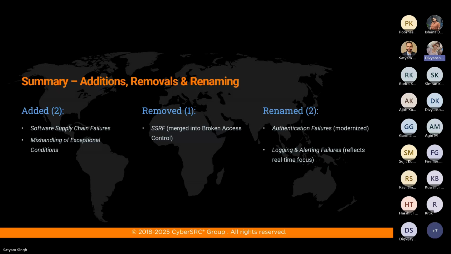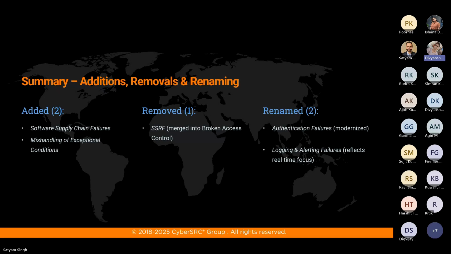The next is the addition, removal, and renaming. In this slide, we are just going to take the overview. Actually, you have already seen over the webinar which ones are removed and which are renamed, so this is the overview. I'm just repeating those in short. So let's wrap up by looking at the overall changes introduced in the OWASP Top 10 for 2025. This slide summarizes what's been added, removed, and renamed.